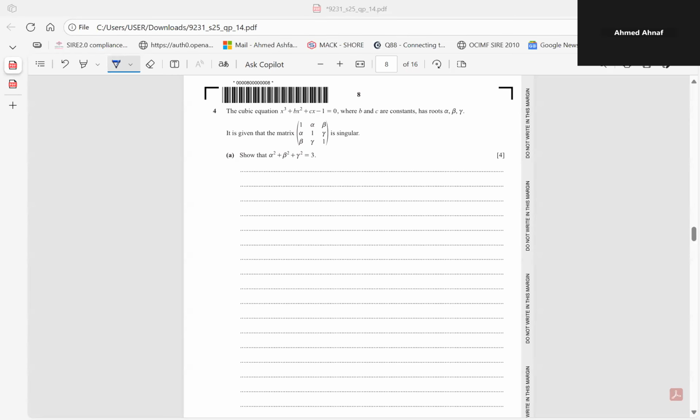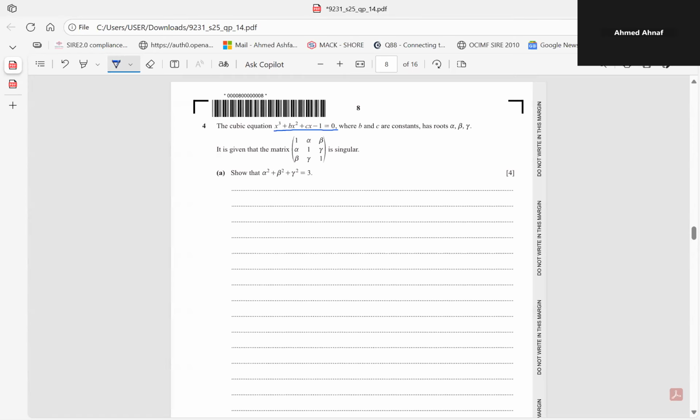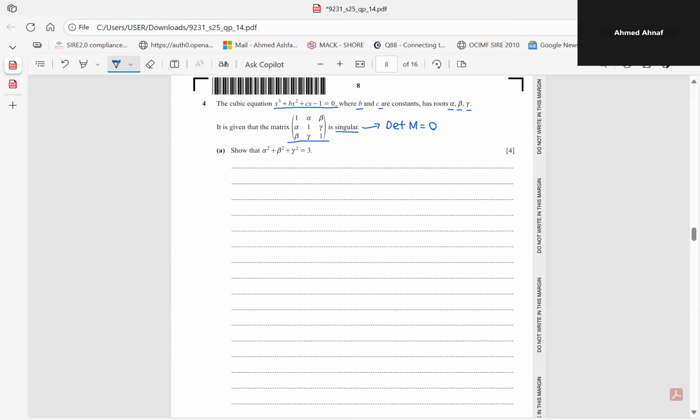Okay, so for this question, we're told that the cubic equation, this, where B and C are constants, has the roots alpha, beta, and gamma. We're also told that this whole matrix is singular. Singular basically means that the determinant of this matrix is equal to 0, and hence the inverse of this matrix doesn't exist. For the first part, we have to show that this result is true.